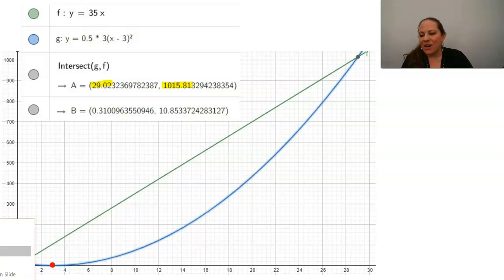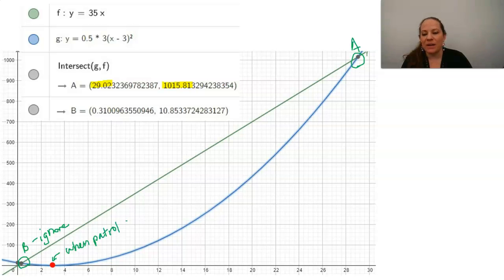And then again, notice that I want to highlight for you that we do have, let's get back to the pen tool instead of highlighter, this is the B that we're going to ignore. And then up here is that solution A that matters. And again, that reminder, we're going to ignore B because this point right here shows when our patrol car actually started moving.